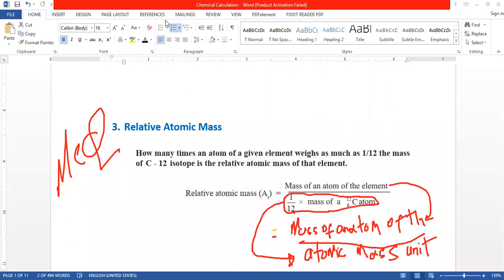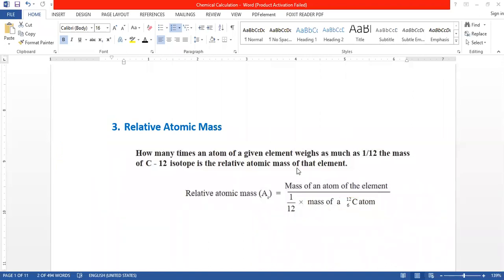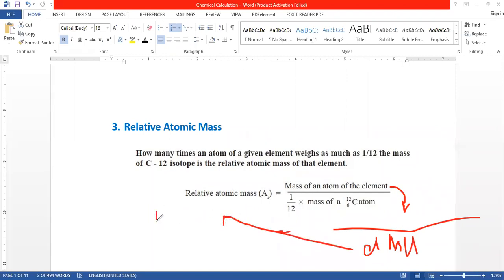So the thing is, you must know the correct way of writing relative atomic mass. There are two equations for relative atomic mass. One is the mass of one atom of the element over 1/12 of the mass of a carbon-12 atom, or else over the atomic mass unit. The value of the atomic mass unit is 1.66 × 10^-24 gram. Everything is in your book.